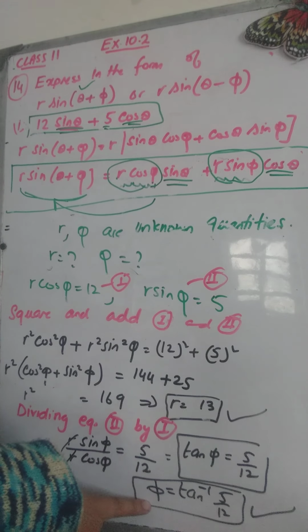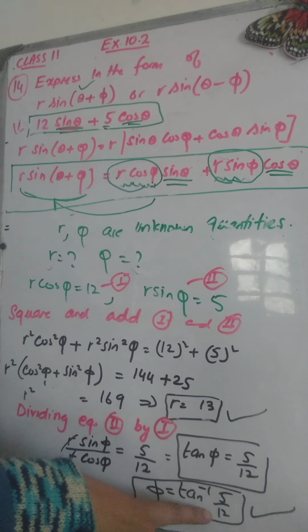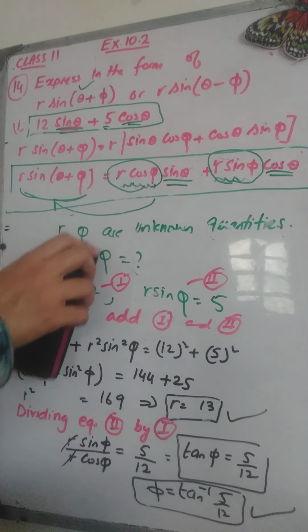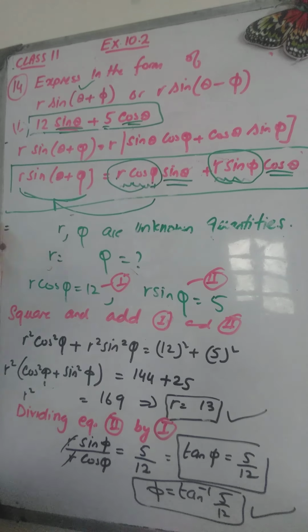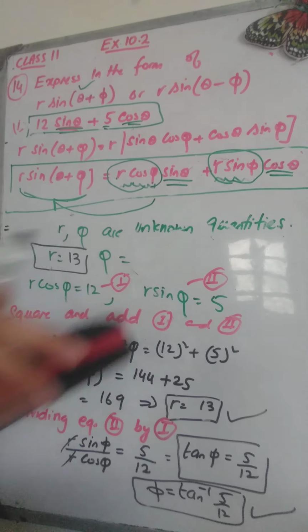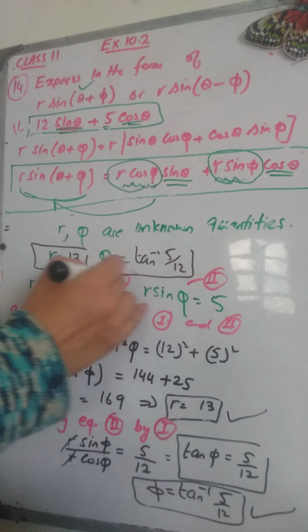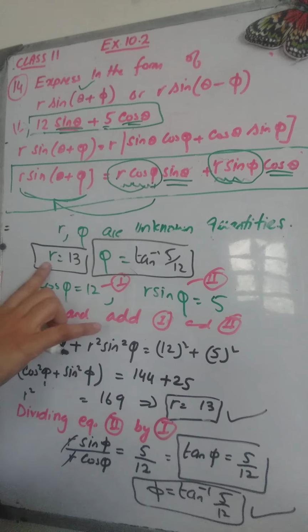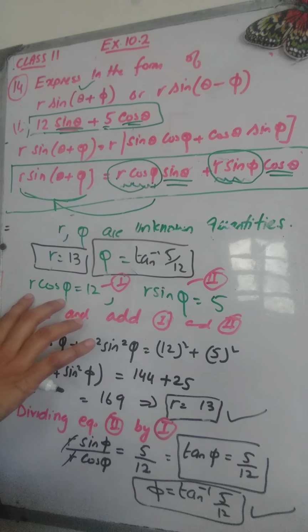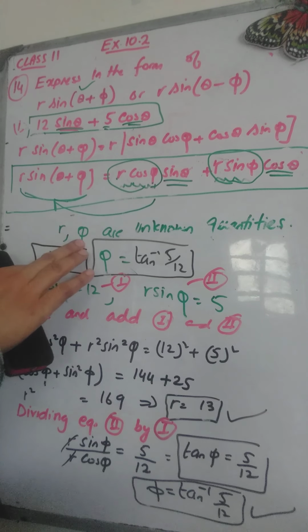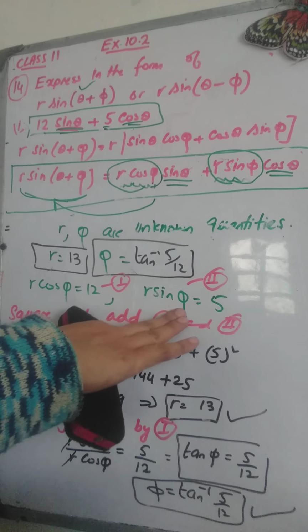From here we could find the value of phi, which is tangent inverse of 5 by 12. Now these two quantities were unknown, but now we know that if we take r equals 13 and phi equals tangent inverse of 5 by 12, we have the values of r and phi which can make r cos phi equal to 12 and r sin phi equal to 5. So this was our aim, to find these two quantities which will make r cos phi equal to 12 and r sin phi equal to 5.